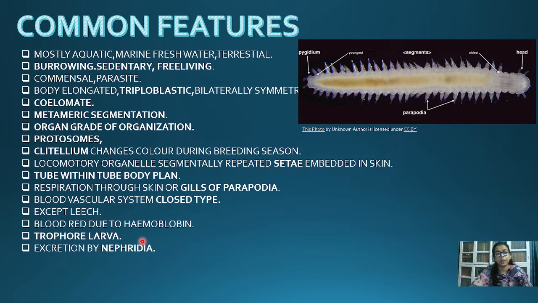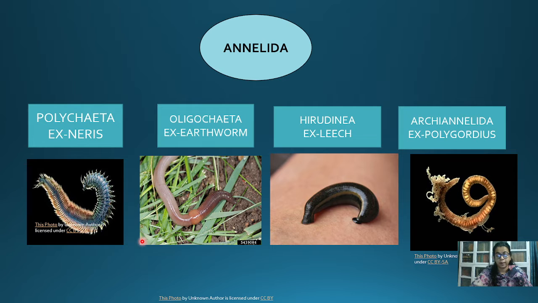You can pause the video and see what the characteristics of this phylum are. Moving to the classification, they are basically classified into 4 types, that is Polychaeta, Oligochaeta, Hirudinea and Archiannelida. I have given one example with a diagram for each, so that you can clearly know the characteristics of each class.